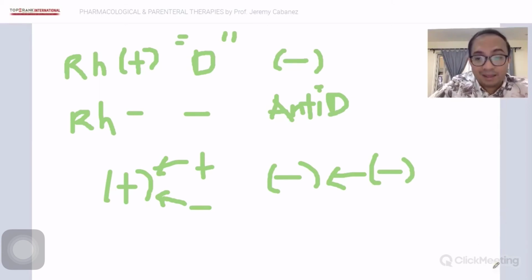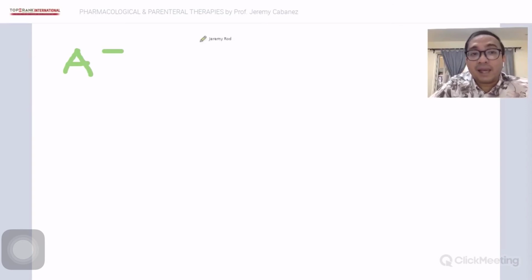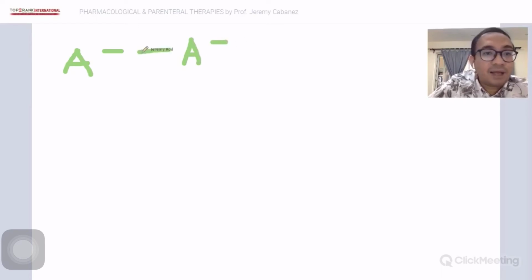Okay, i-combine natin. Example, lumabas sa actual question, ang pasyente mo, A negative. Ano yung mga blood type na pwedeng ibigay sa kanya? So pag negative, negative lang, right? So ang pwede sa kanya, A negative, ano pa? And O negative.